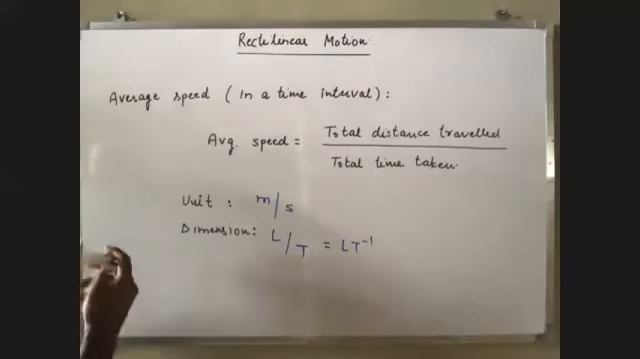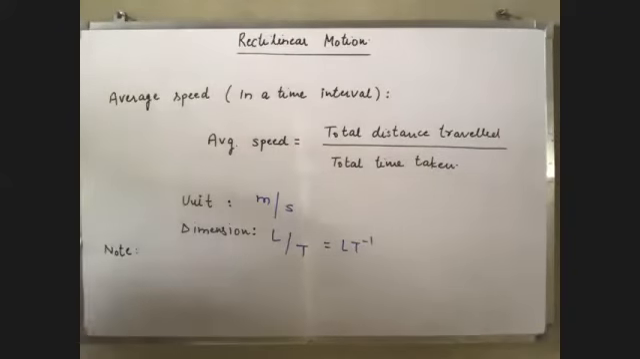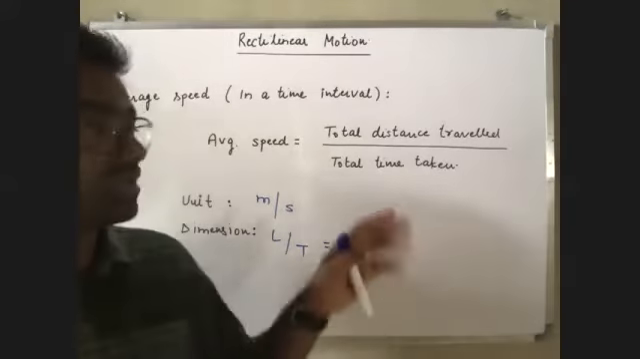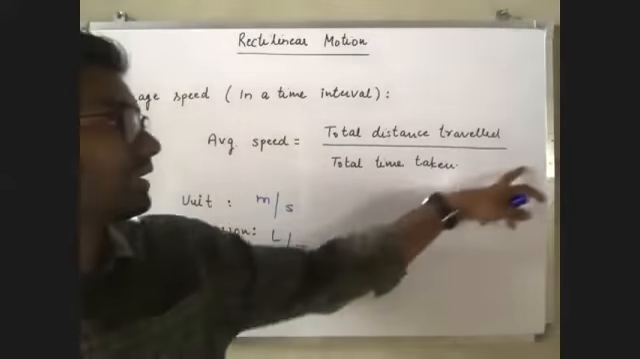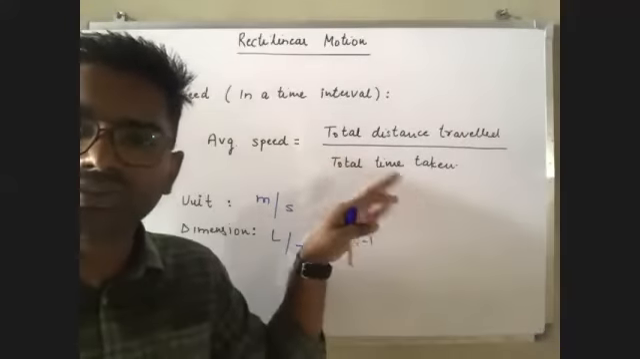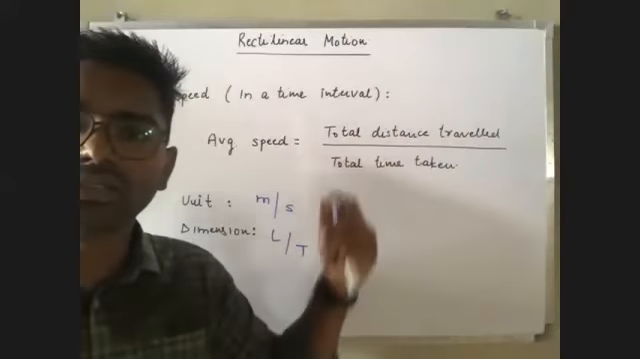Now in this one, also write down a few notes. Everyone noted this formula? The most important is this formula. We always need to remember this formula. You are going to use this formula frequently: average speed is total distance traveled divided by total time taken.